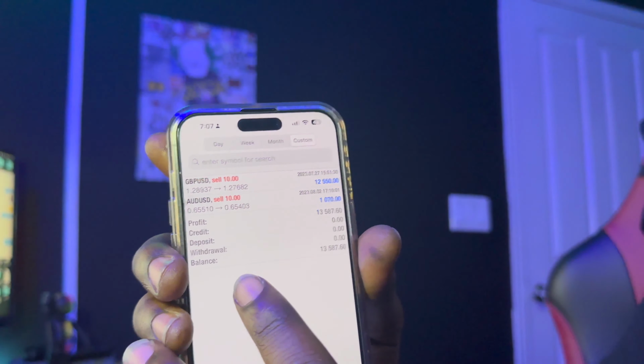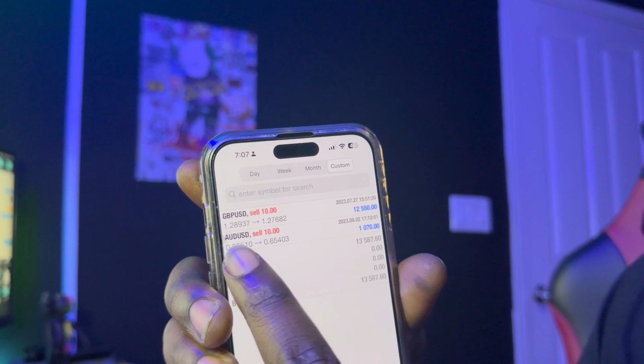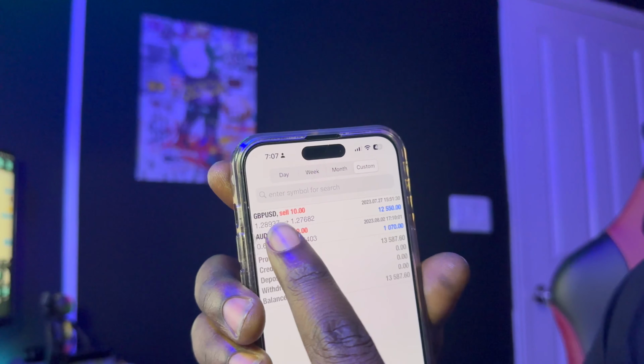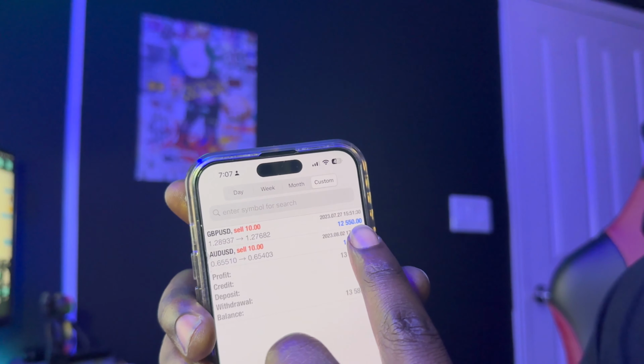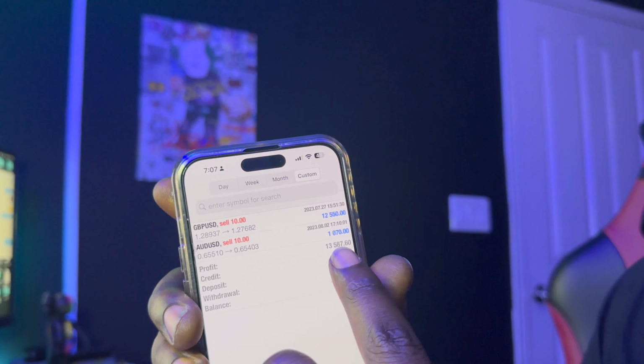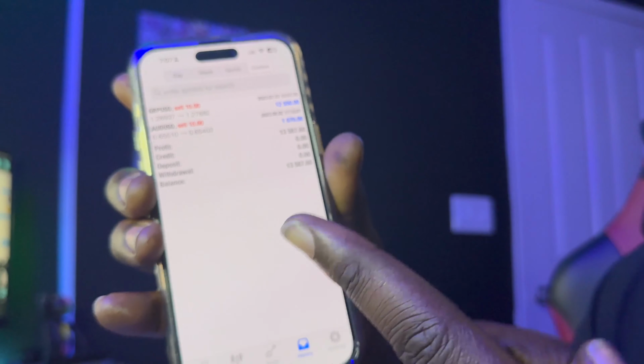So you guys realize, if you're following, we had a huge decline for the pound this week, the pound versus US dollar, and your boy was able to be in it as usual to capitalize on it, right? So let me go over and show you this. As you can see right here, we took those two trades. We have the GBPUSD, which we took from 1.28937. We closed at 1.27682 for $12,550, in a total of $13,587.60 in total.